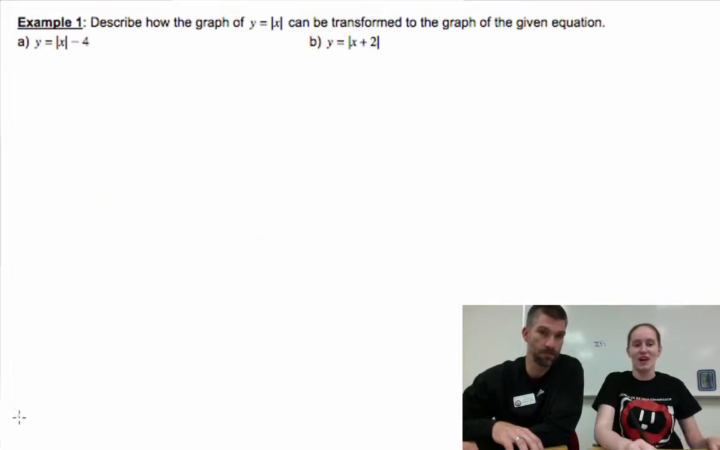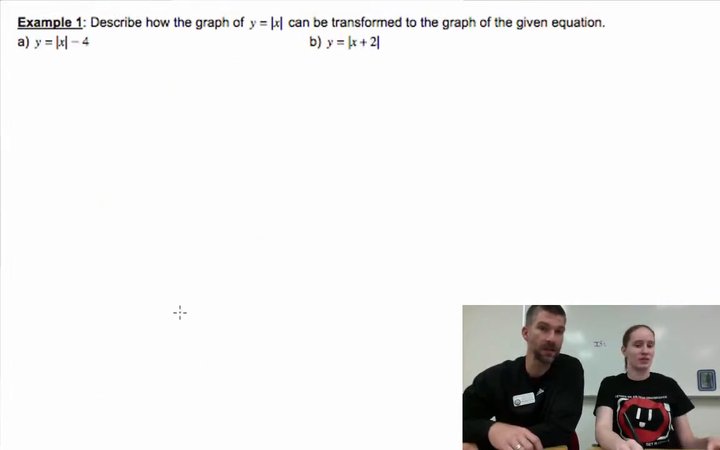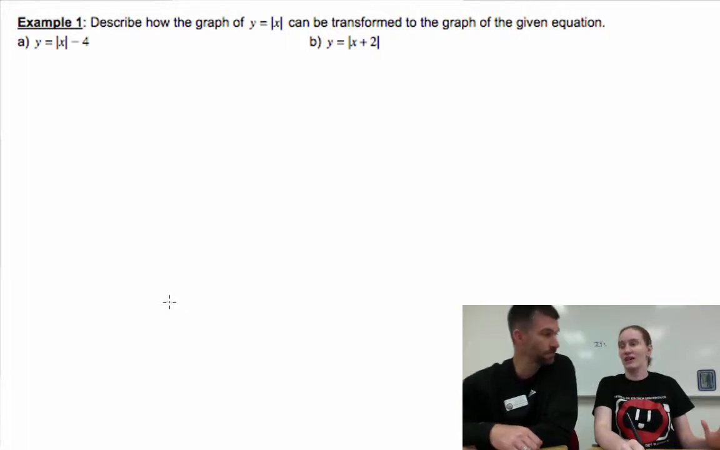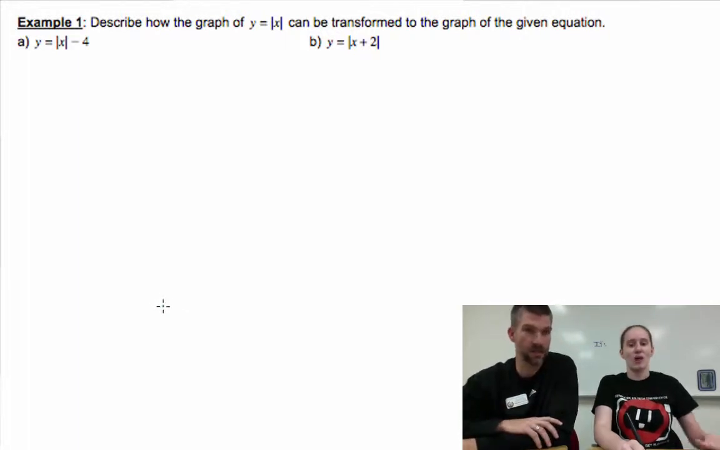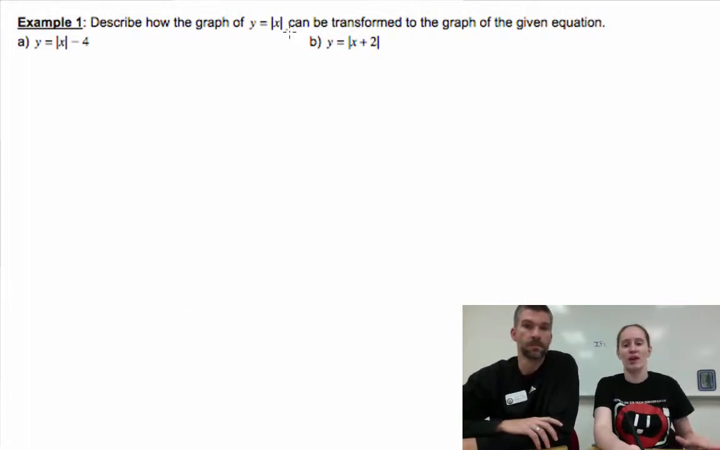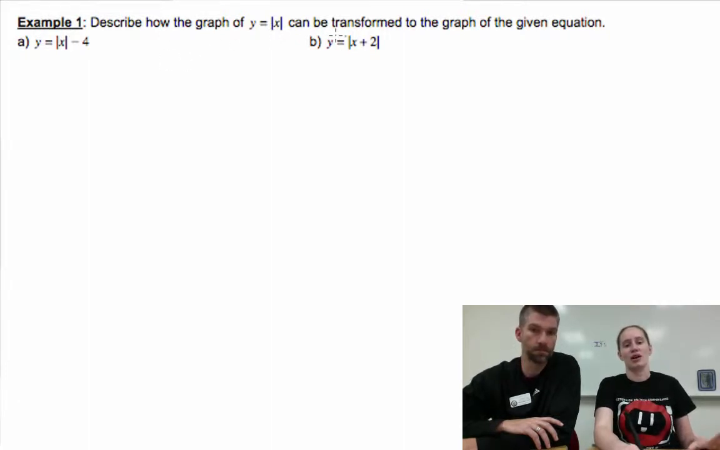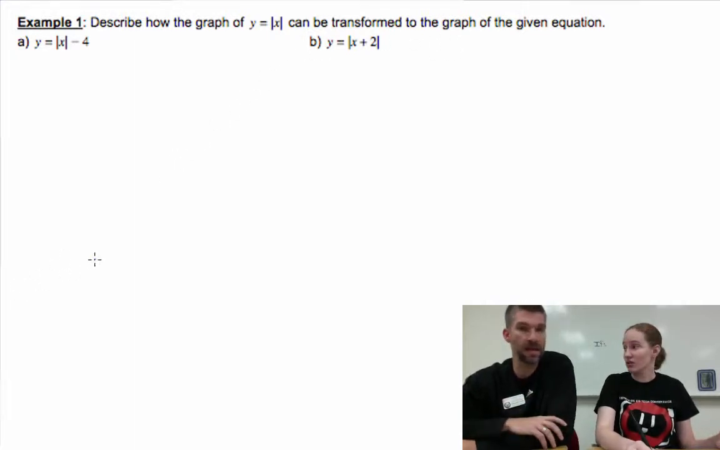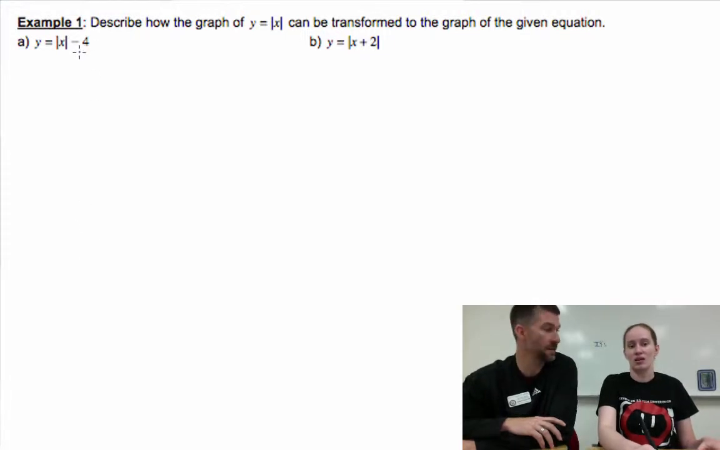Okay, so let's do an example. Let's do this. Hey, look, that looks like absolute value of x. Yes, just of x. y equals the absolute value of x. So our parent function is the absolute value function. Right. And we're trying to describe how the graph of this can be transformed to the graph of the given equation. So what matters... It looks to me like that -4 part is not inside the absolute value.